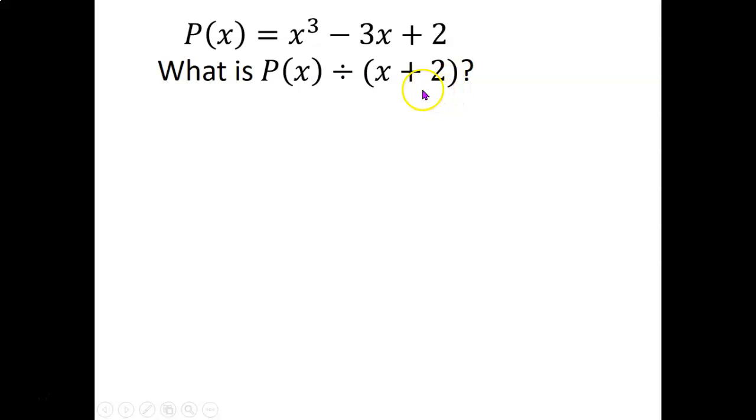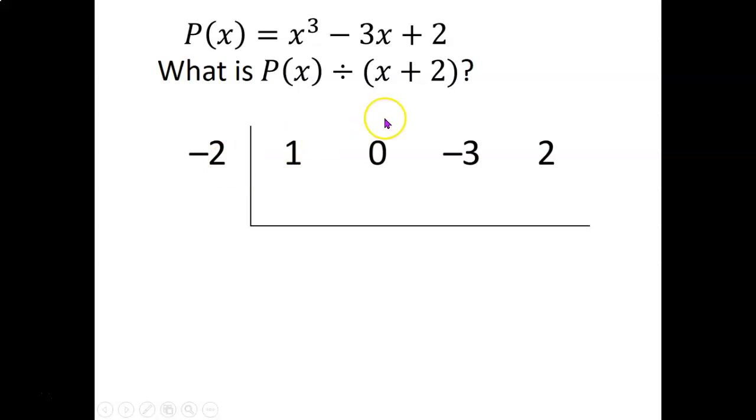Careful, what number do we put out in front? Negative 2. We're dividing by x plus a number, so we put a negative number out in front. And then what numbers do we put for the coefficients of the dividend? Careful, notice there's an x cubed term and then a sort of missing x squared term in there, and an x term and a constant term. So the numbers we have are, after the negative 2 out in front, we have 1, 0, negative 3, and 2. For the 1x cubed plus 0x squared plus negative 3x plus 2.